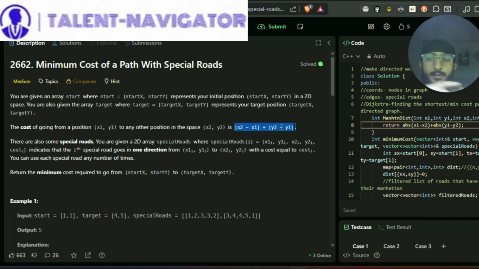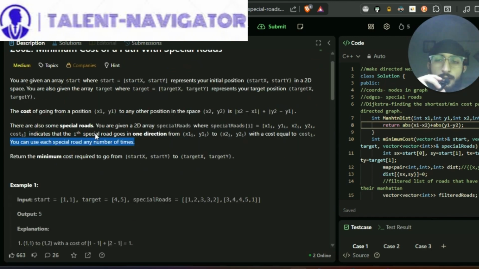We know that, right? Now there are also some special roads. You are given a 2D array special roads where special roads[i] is equal to x1i, y1i, x2i, y2i, and cost i indicates that the ith special road goes in one direction. Okay, so we know that it is only a directed kind of an edge from x1i, y1i to x2i, y2i, with the cost equal to cost i. You can use each special road any number of times. That's also given in the problem.